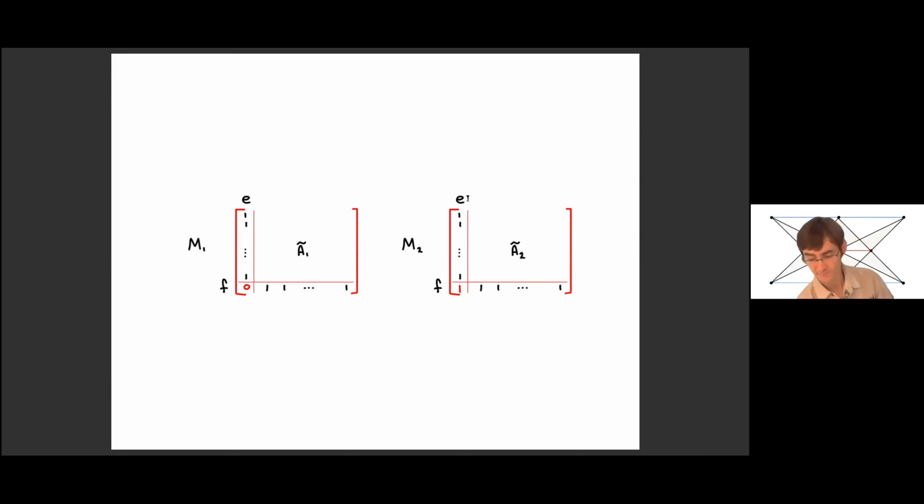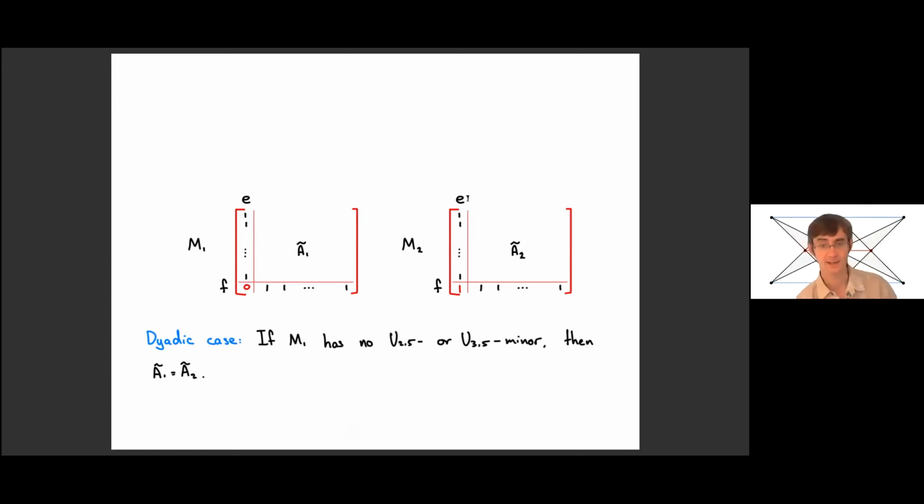And it turns out in the dyadic case, so the dyadic case turns out to be the case where M1 doesn't have a U25 or U35 minor, then you can get A1 equal to A2 up to, you can just get that by applying a partial field automorphism. In the general case, I don't know how to get those 2 matrices the same, and there's a problem when you get too many nested partial fields.